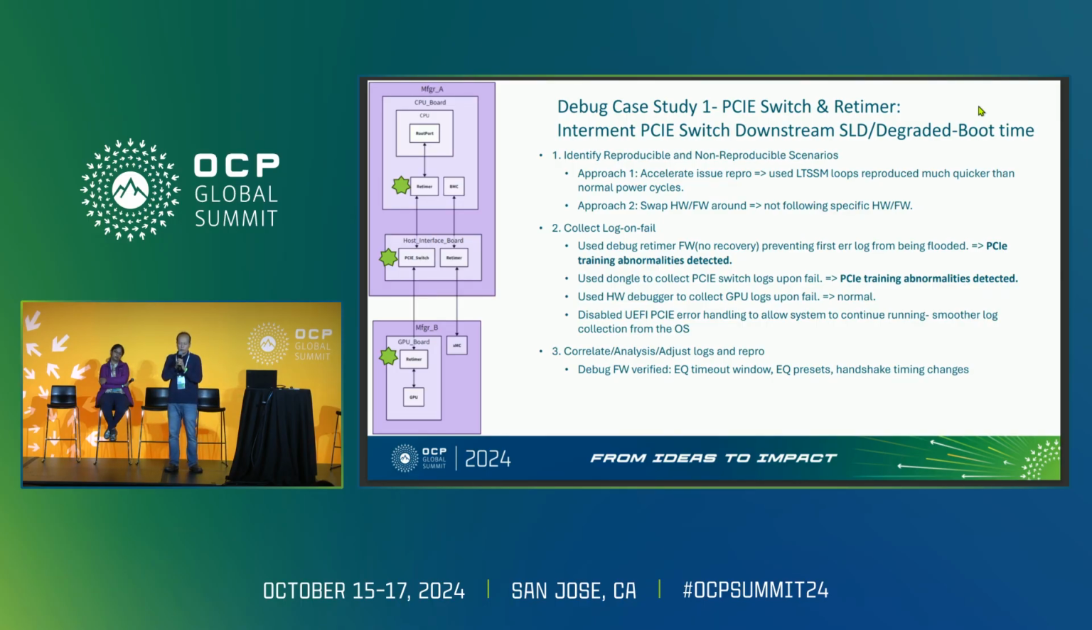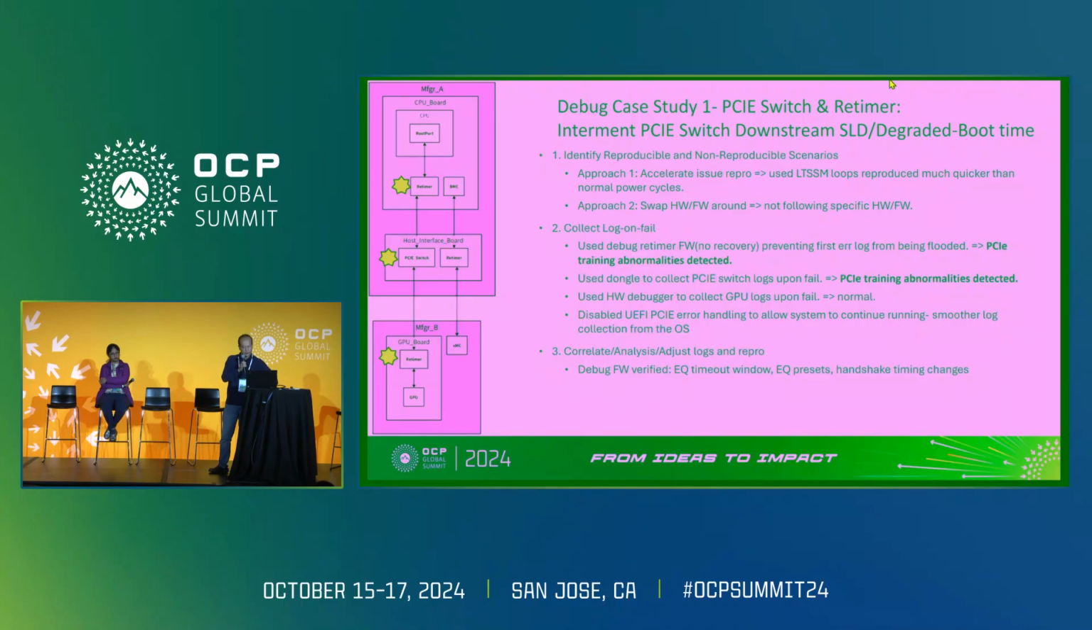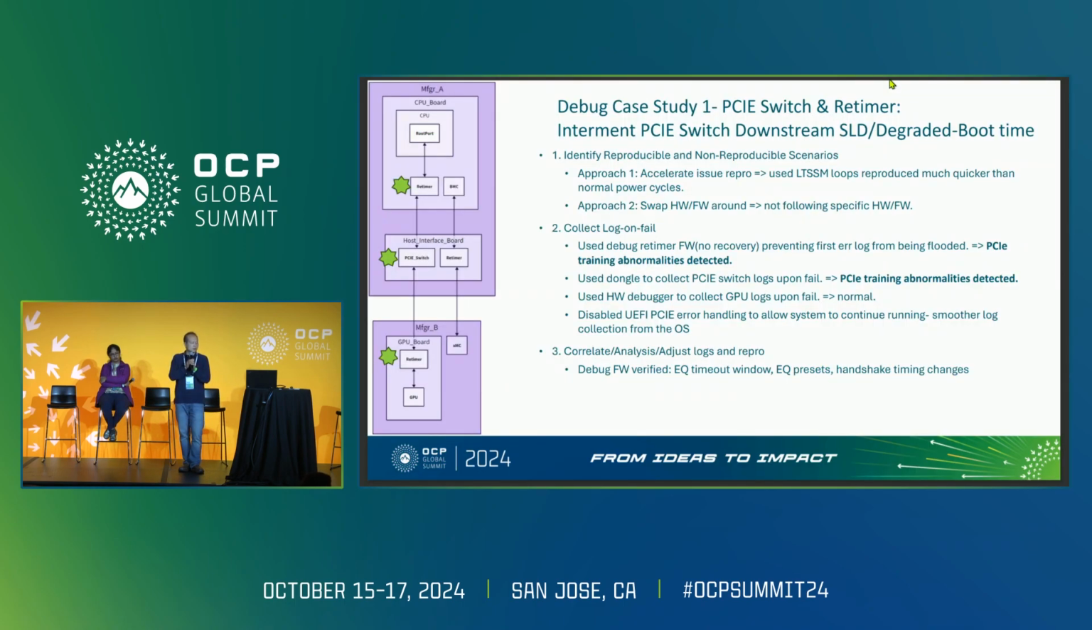Yeah, so by doing that, we were able to collect the necessary logs from the PCIe switch and the retimers, and with the expertise there, we narrowed down the problem to the PCIe training stage. It's the equalization timeout. It's a handshake timing kind of problem. So eventually, with multiple rounds of retimer and switch firmware updates, we got this issue resolved. So that's the first case.